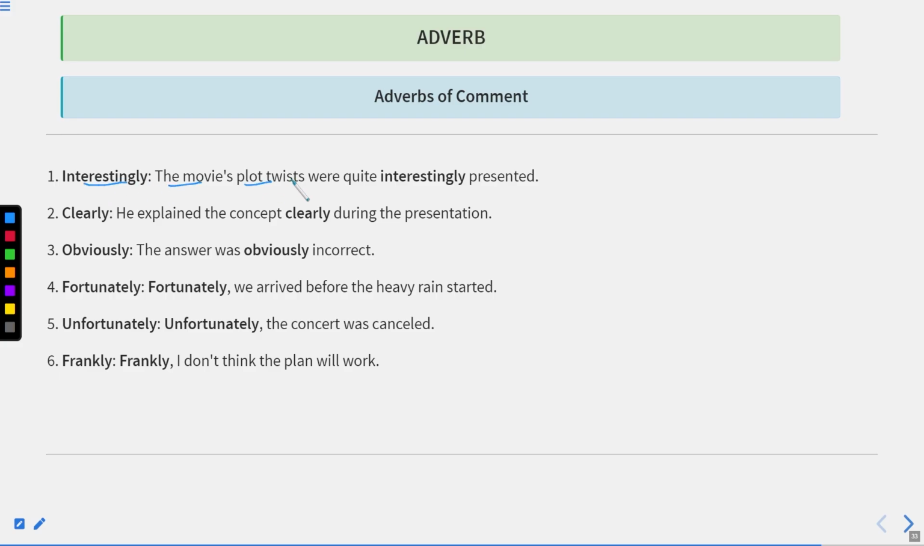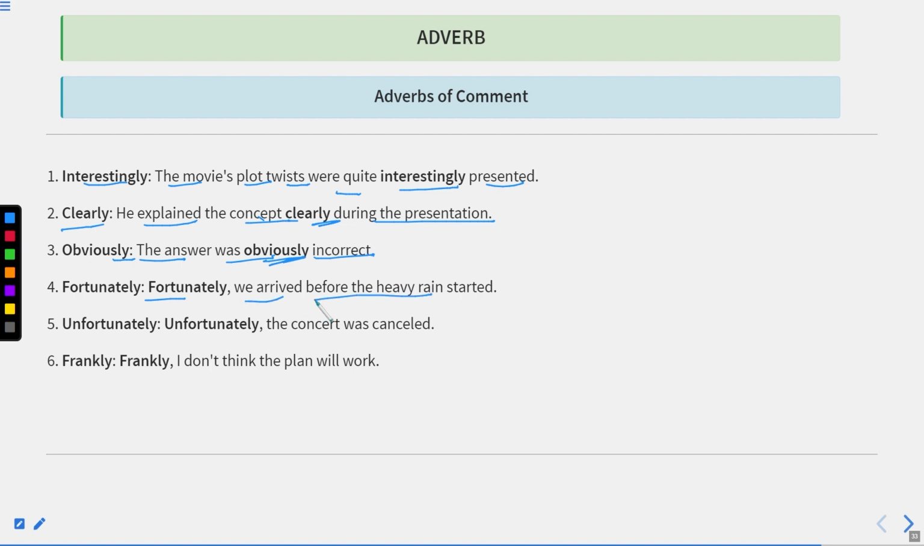Interestingly, the movie's plot twists were quite interestingly presented. Clearly, he explained the concept clearly during the presentation. Obviously, the answer was obviously incorrect. So obviously is the adverb of comment.